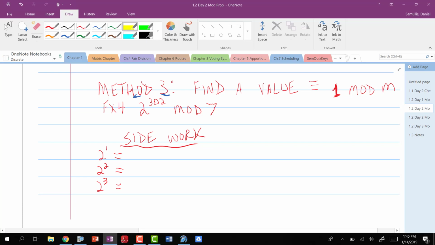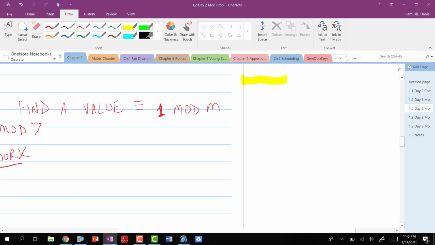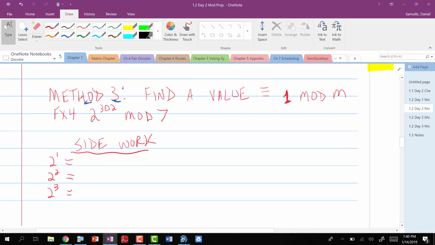We have to find a value that equals, or is congruent to, 1 mod, in this case, 7. We want to work with powers of 2, because 2 is the one being raised to the power, and find out if I can find 2 to some power that equals 1 mod 7.